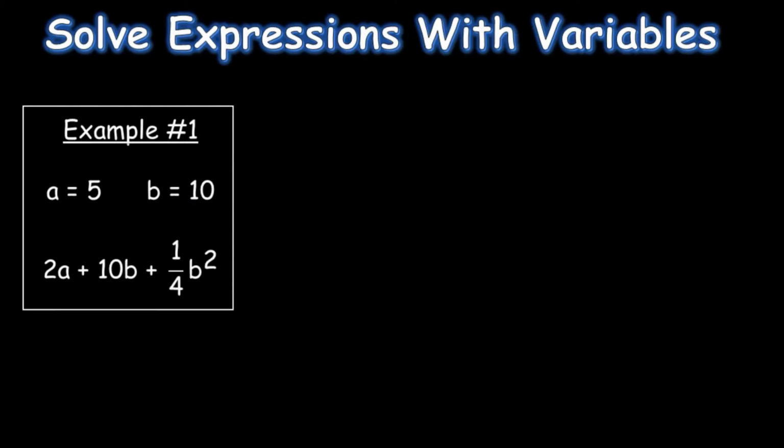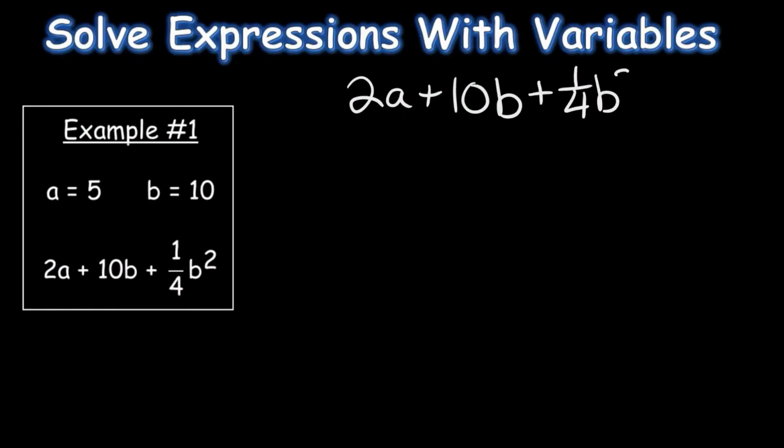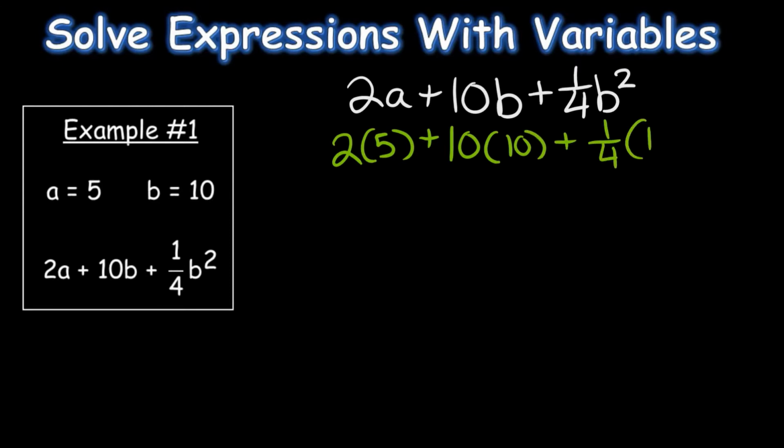So let's go ahead and write out our expression. 2a plus 10b plus 1/4 b squared. So let's plug in our values for a and b, which is 5 and 10. So we have 2 times 5 plus 10 times 10 plus 1/4 times 10 squared.